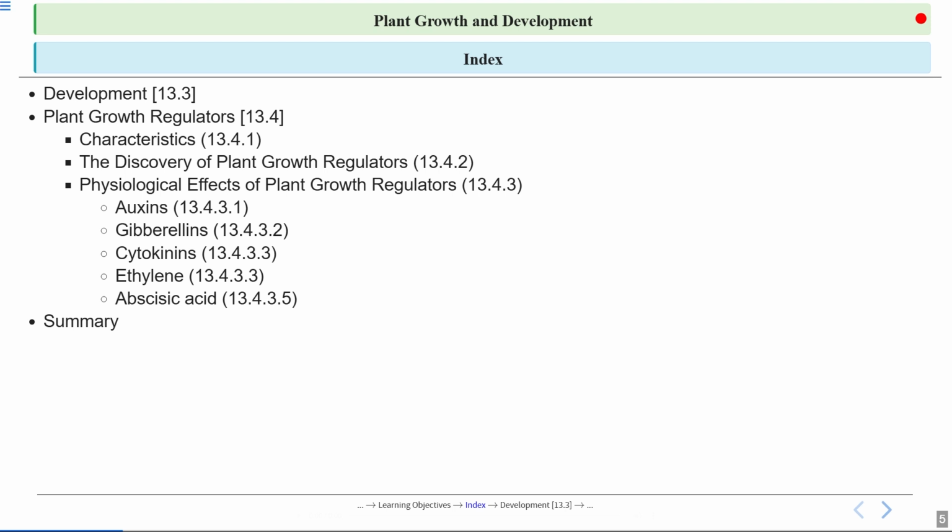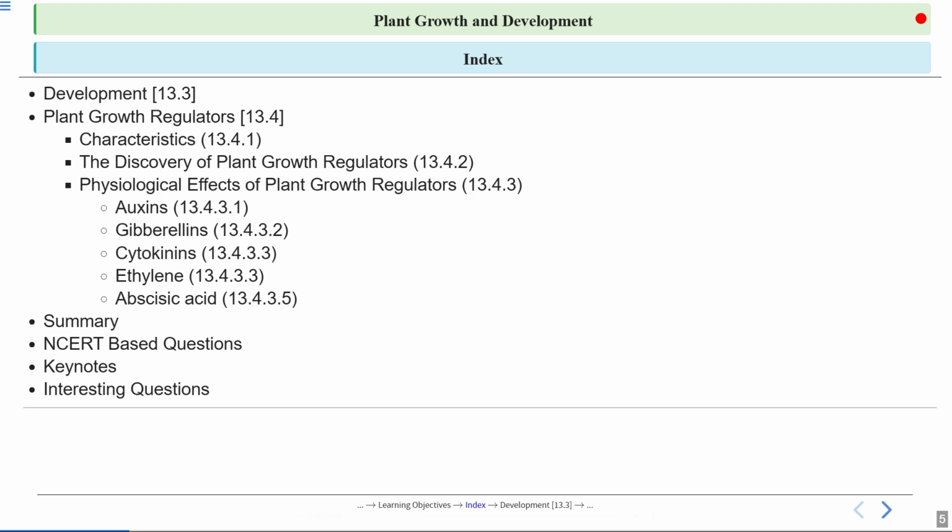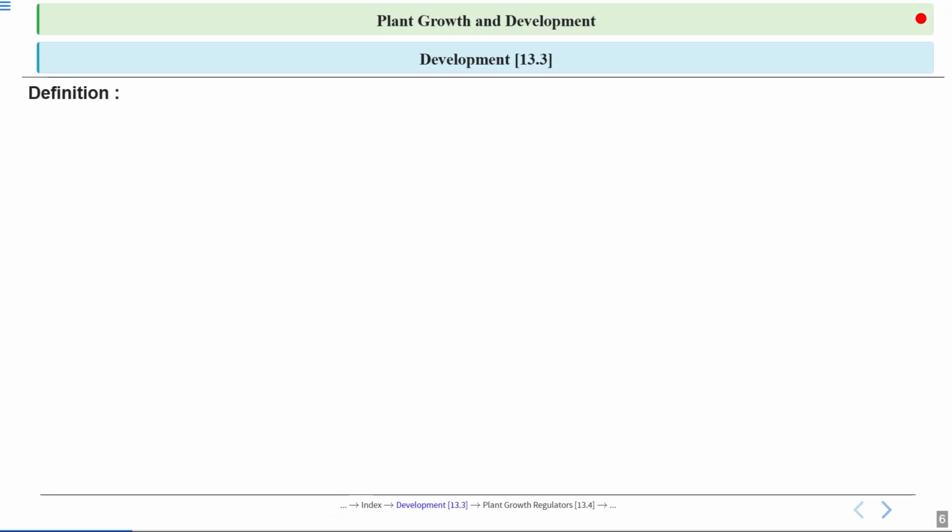At the end, we will summarize the lecture with a recap of whatever we have discussed today. Then there will be some NCERT based questions, and some keynotes. There will also be some interesting questions that you are going to solve on your own. Okay, so we will start today's session with development.